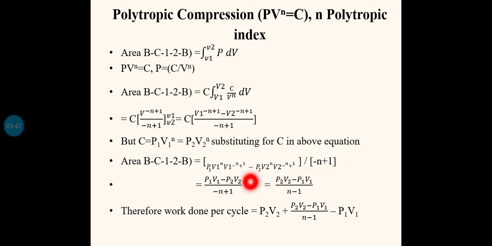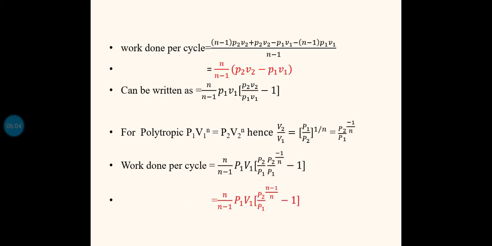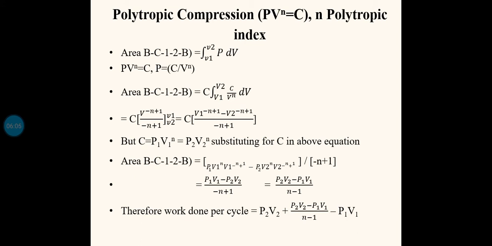Therefore work done per cycle is P2 V2 plus area under this curve, that is P2 V2 minus P1 V1 by n minus 1, minus P1 V1. This was the general equation. So instead of the area under this curve, I have substituted this value, that's all. So the final equation becomes P2 V2 plus P2 V2 minus P1 V1 by n minus 1, minus P1 V1.